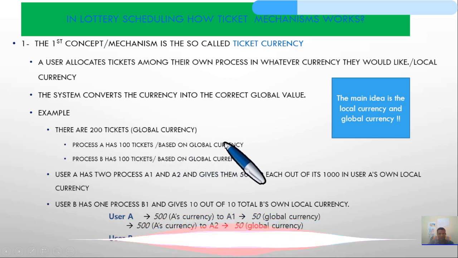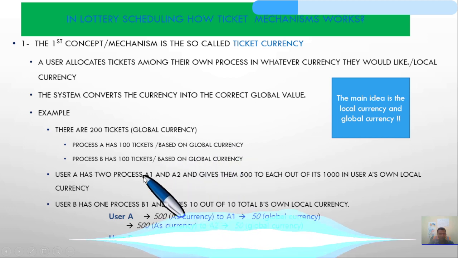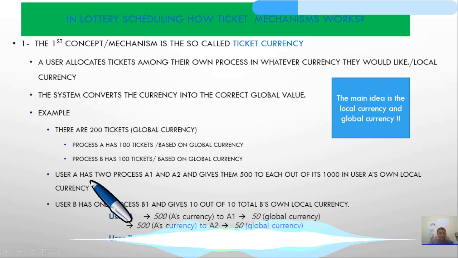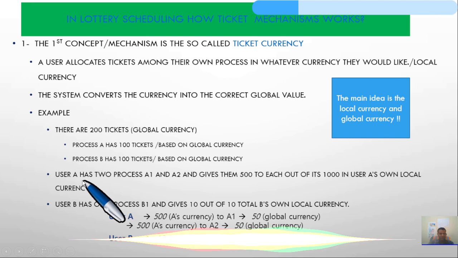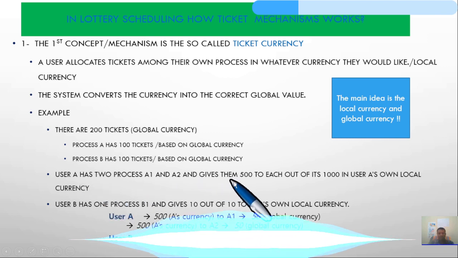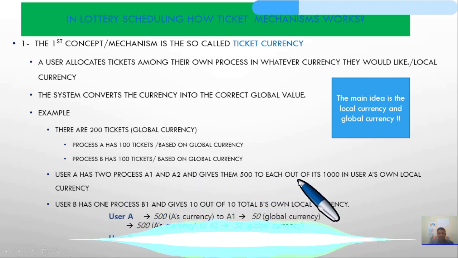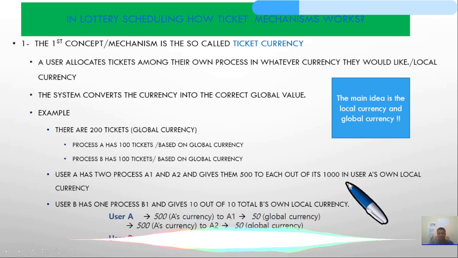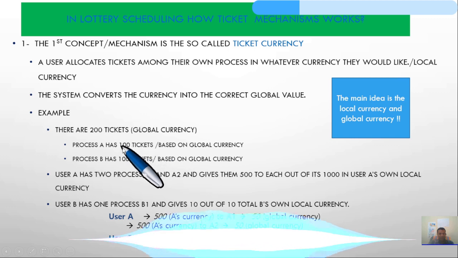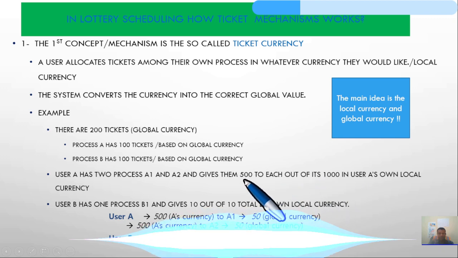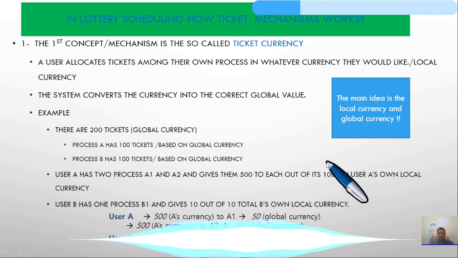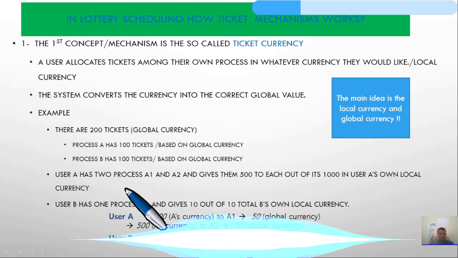This is based on the global currencies, both processes. Now, user A has 2 processes, let's say A1 and A2 under A, and gives them 500 to each out of its 1000 in user A's own local currency. As you can see, the process A has 100 tickets only in the global currency. That is, it's giving now 500 to each because it has 1000 in its local currency.